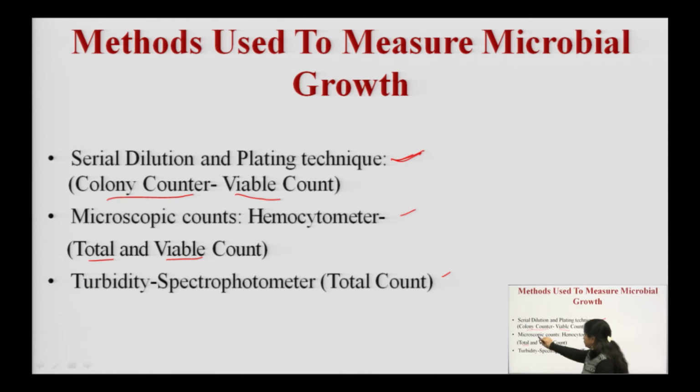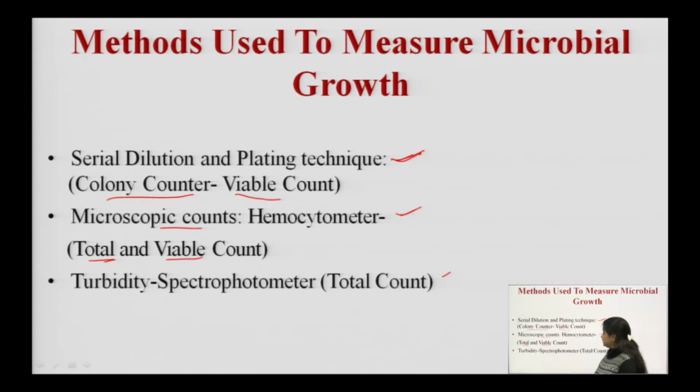And microscopic techniques use a special instrument known as a hemocytometer. By that instrument we can get the total count, and we can also go for the viable count. We can count dead microorganisms, dead bacteria, and we can count the living bacteria. So microscopic techniques deal with both counts, that is, total and viable count.